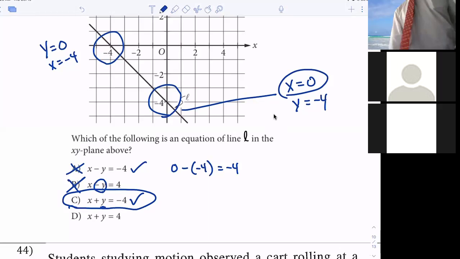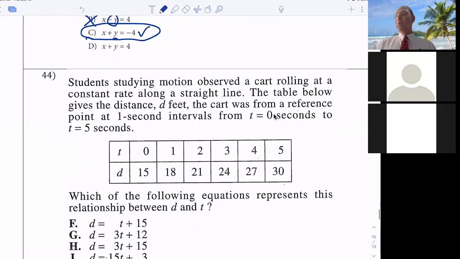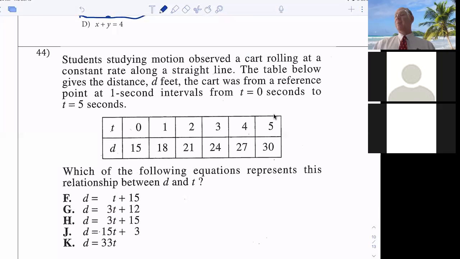All right, here we go. Next question, 44. Students studying motion observed a cart rolling at a constant rate along a straight line. The table below gives the distance d feet the cart was from a reference point at 1 second intervals, from 0 seconds to 5 seconds. Which of the following equations represents the relationship between D and T? What's the Y-intercept, guys? What's the Y-intercept? Tell me.